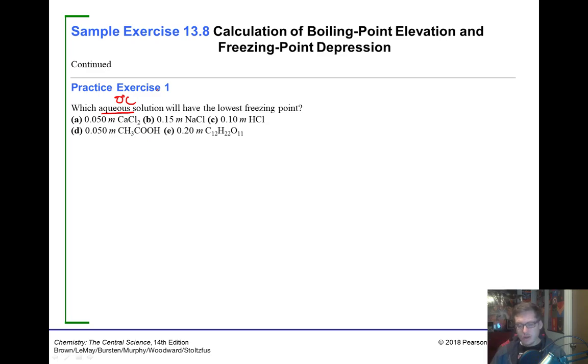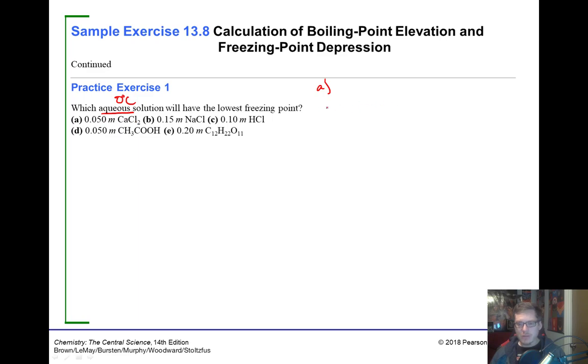We could do this for all 5 of them and figure out what's going on. But the other way we could do it that would save us a little bit of time is to figure out which one has the greatest molality of particles broken up, because that would be the one that has the biggest change. So for A here, calcium chloride is going to form 3 ions, 1 calcium and 2 chlorides. So its Van't Hoff factor is 3.